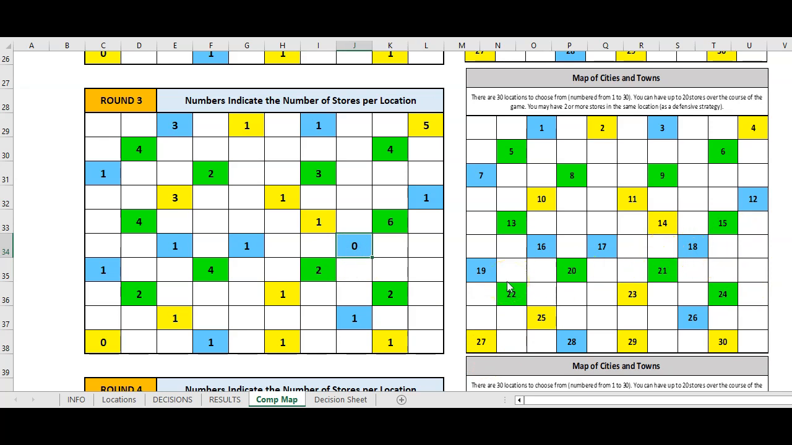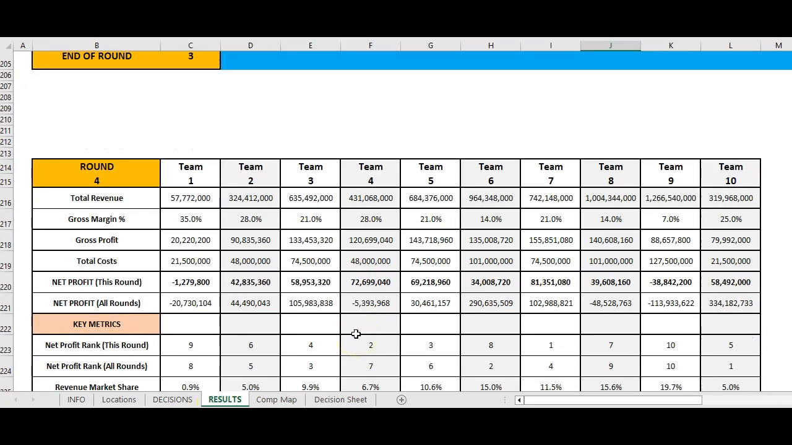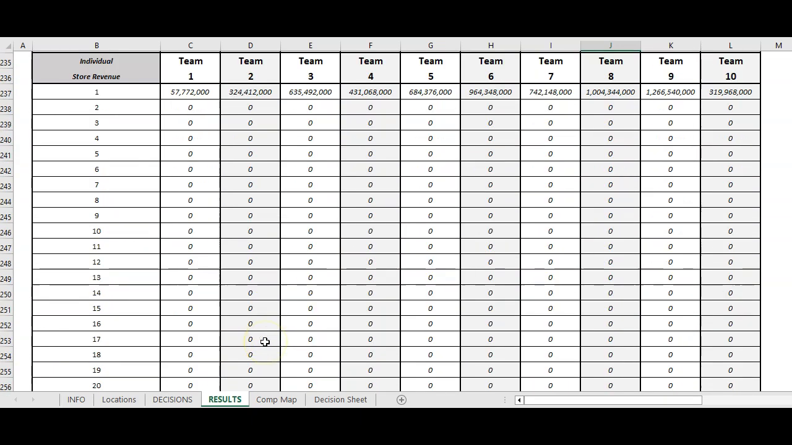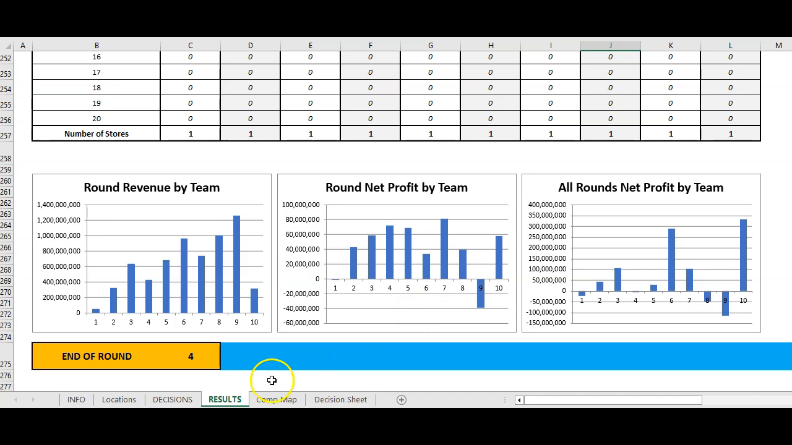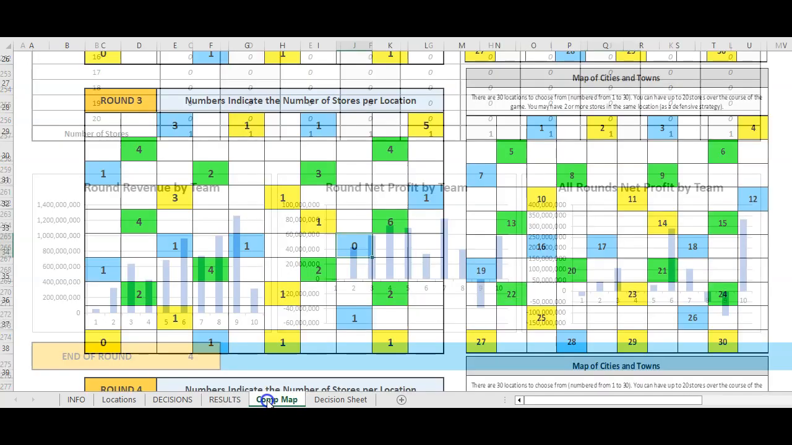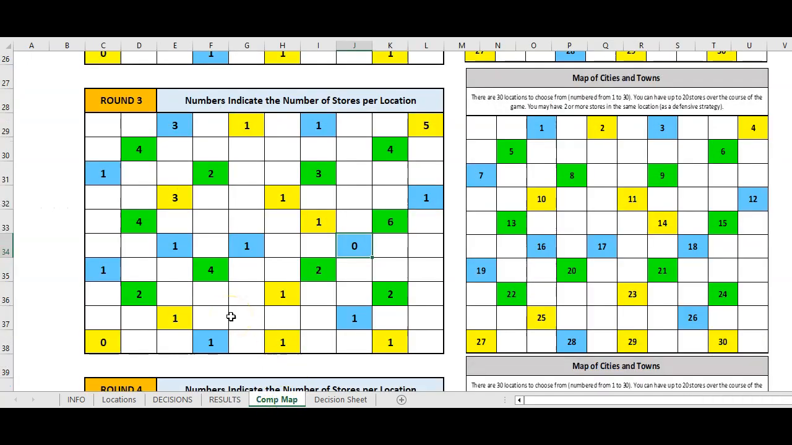And away we go. So at the end of making your decisions, your instructor will show you the data, the results, these charts, and we'll also show you this, and then you make the next decision and keep repeating. So hopefully it's a good game. You should enjoy it, and all the best with it.